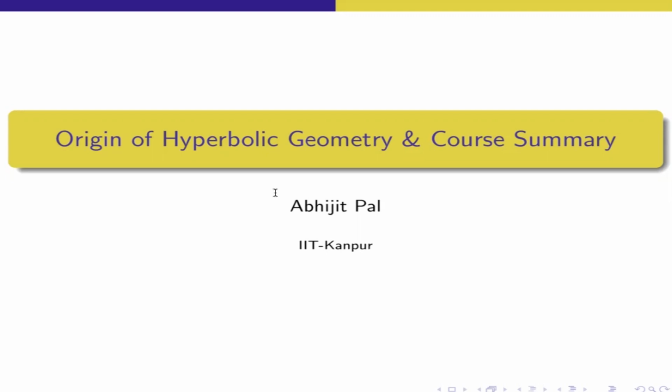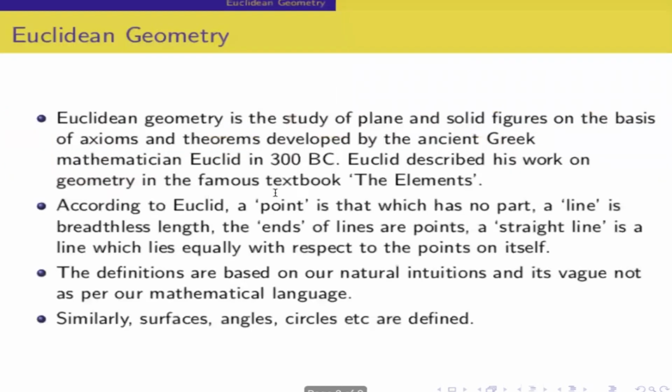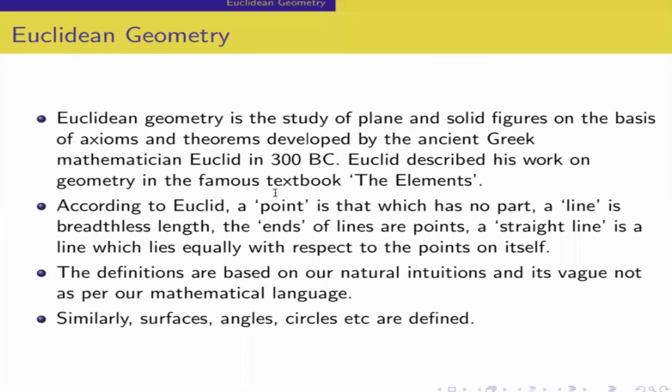We have done Euclidean geometry in schools, so first let us go through it. Euclidean geometry is due to the ancient Greek mathematician Euclid. It is the study of plane and solid figures on the basis of axioms developed by Euclid. Euclid described his work on geometry in his famous textbook, The Elements.